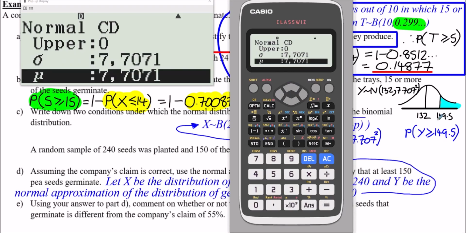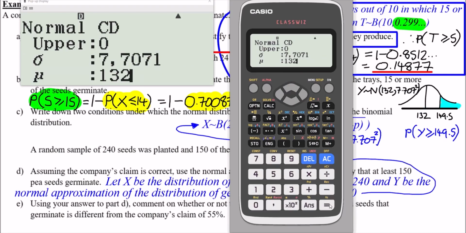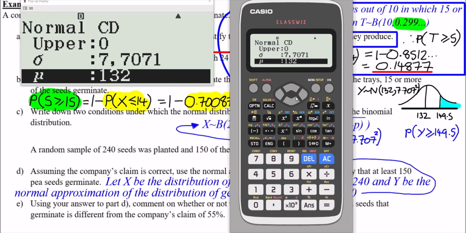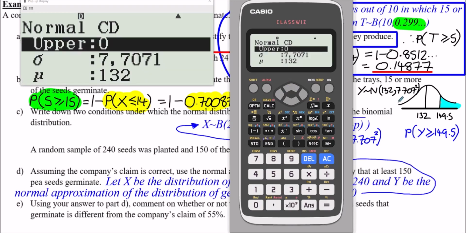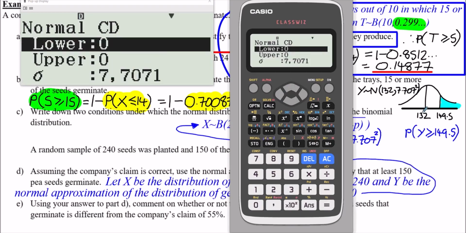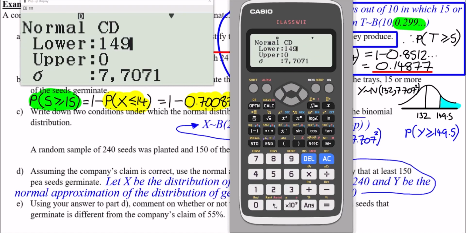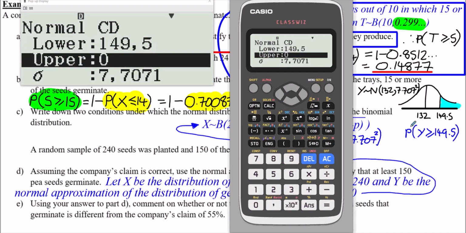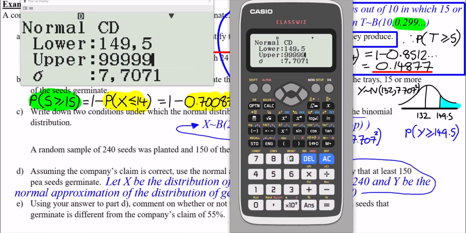So the mean for this normal approximation is 132. So I type 132 for the mean. The lower bound, because I want at least 149.5, is 149.5. And because I want everything from this point onwards up to infinity, I just put a really, really large number for upper, at least 5 standard deviations away. I was going to put it as a million. That should pretty much cover everything. Well, 1 off a million anyway.